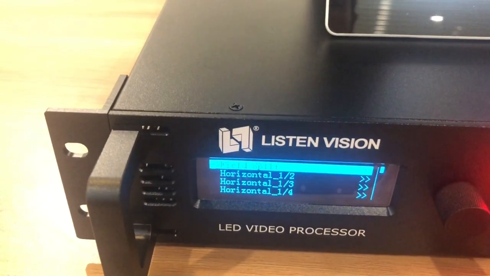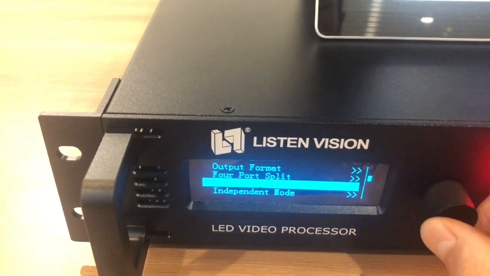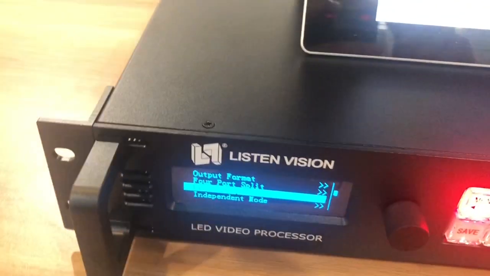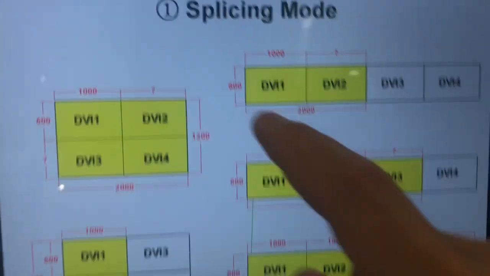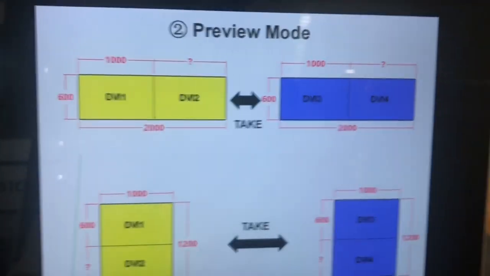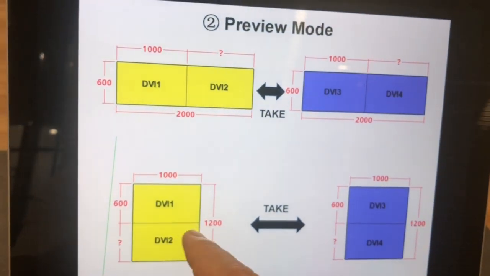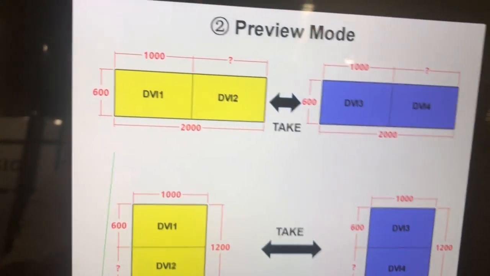And for the second one, preview mode. Okay, preview split. Let's check the logic behind this. For preview mode, we only have to know that it actually divided the output into 2 parts.